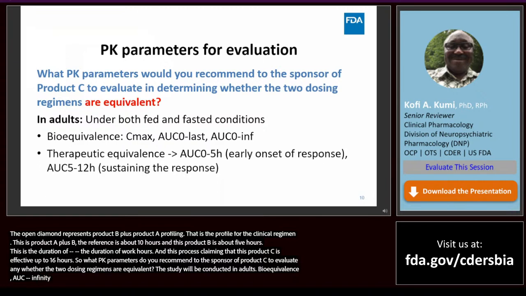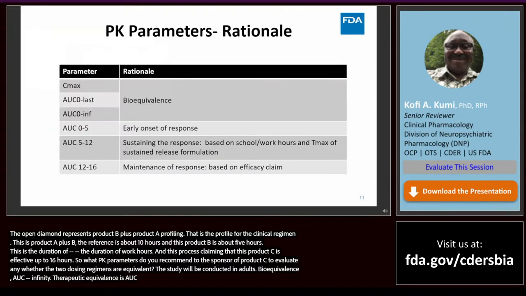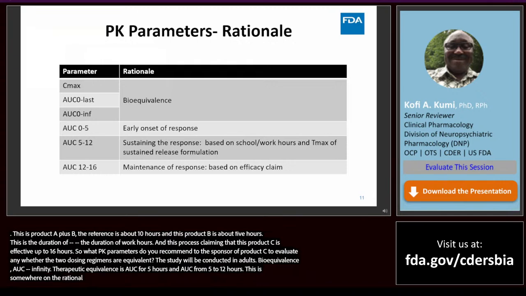Therapeutic equivalence will be AUC 0 to 5 hours and AUC 5 to 12 hours. This is a summary of the rationale for the PK parameters that would be recommended or were recommended. By equivalence: Cmax, AUC 0 to last, and AUC 0 to infinity.